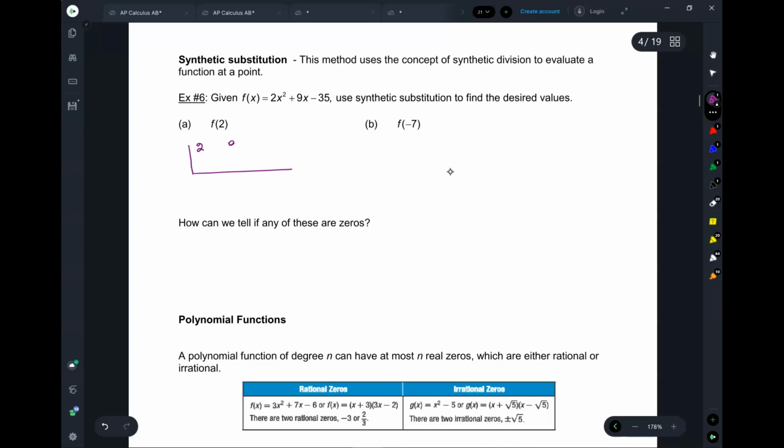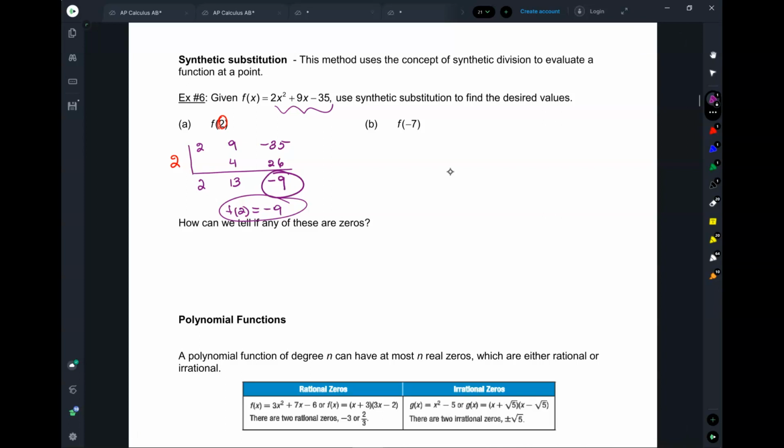2, 9, negative 35. These values are the coefficients. Here, you put this number as is. Don't change the sign. So, 2 comes down. Multiply by the outside 2. Add. Multiply. Negative 9. That is your answer. So, f of 2 equals negative 9.